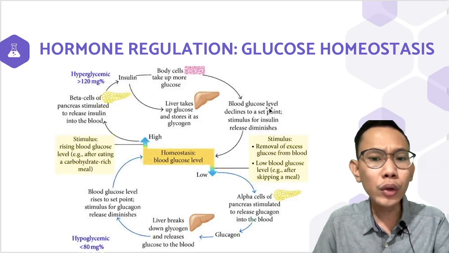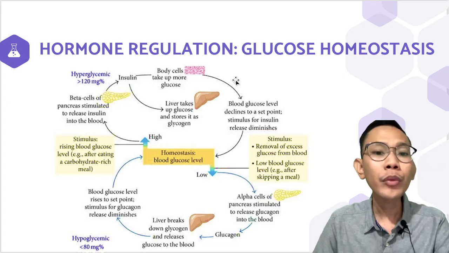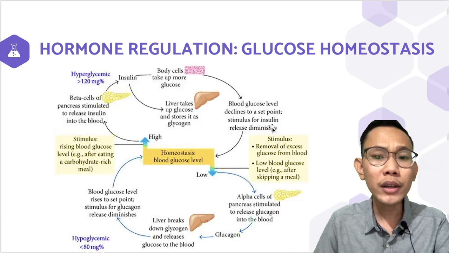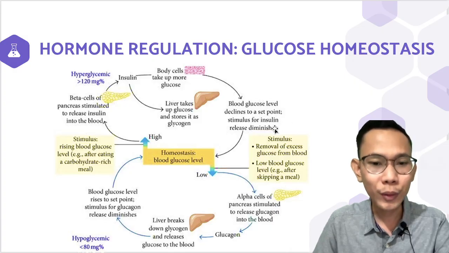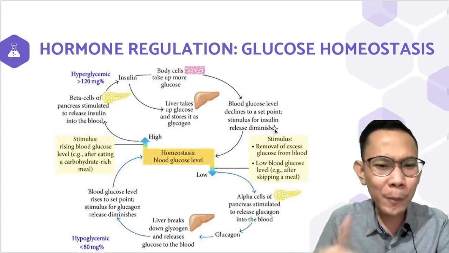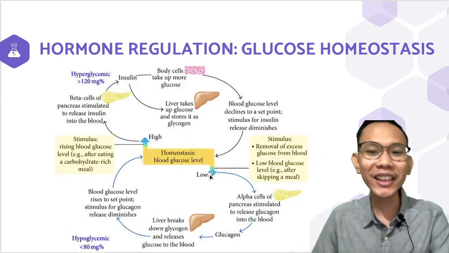Therefore, your blood glucose level declines to a set point and the stimulus of insulin release diminishes. Of course, pag na-normalize na yung sugar level sa ating katawan, mawawala na rin yung stimulus ng ating insulin. So that is the basic glucose homeostasis. How about pag mababa naman ang ating glucose? Anong mangyayari sa ating katawan?